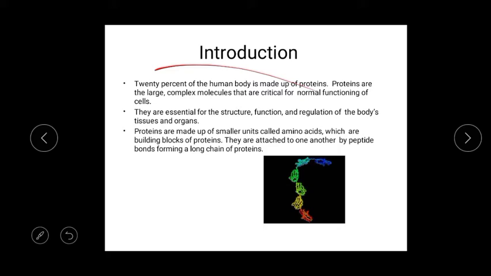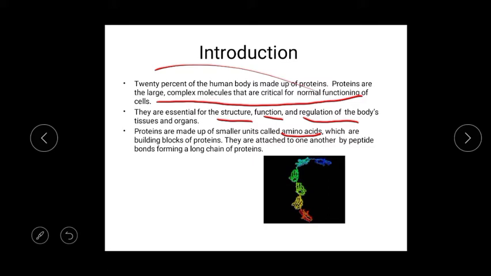In our human body, 20% consists of proteins. Proteins are large complex molecules that are critical for the normal functioning of our cells. They are essential for the structure, function and regulation of the body's tissues and organs. Proteins are made up of smaller units called amino acids. So, amino acids are the building blocks of proteins.